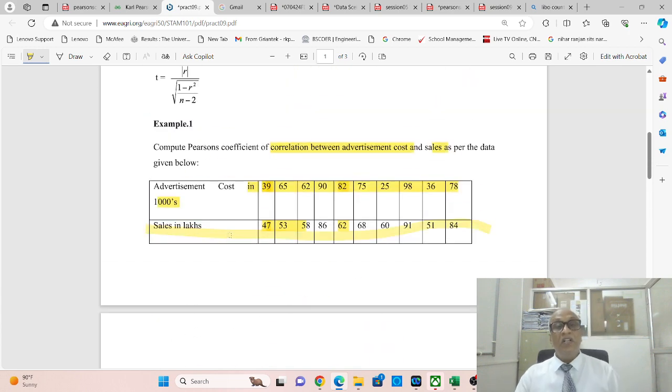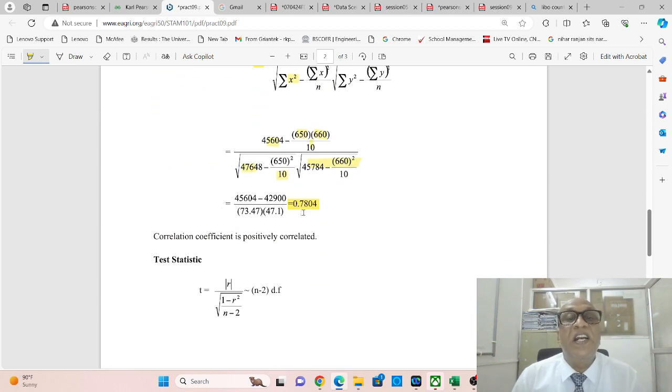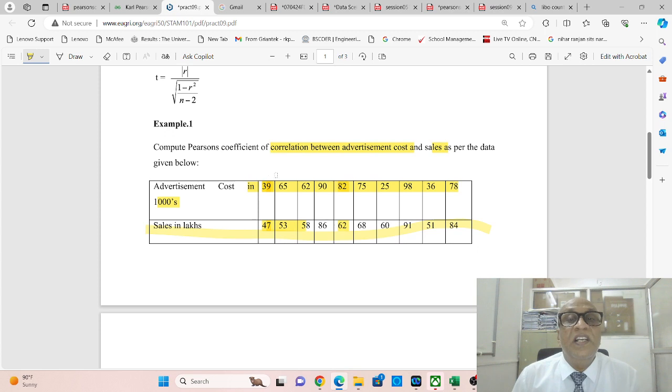0.7804. It means what? The correlation coefficient is positive. How much it is positive? It is 78% positive. It means it is on the higher side. So it is positively correlated. Means what? There is a positive correlation between the advertisement cost and the sales.